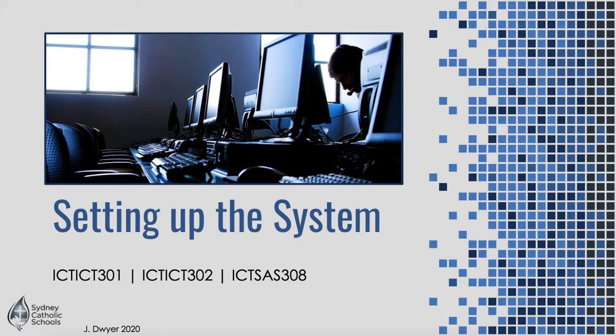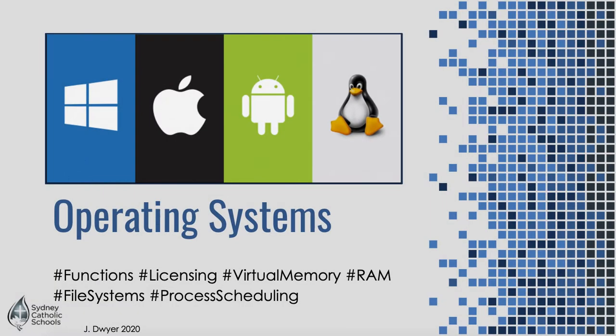The other 2 units, ICT 302 and ICT SAS 308, are both HSE examinable, and these slides aim to run you through the HSE specific content in preparation for your examination. We're going to get started specifically looking at the first unit of competency around operating systems, the setting up, installation, configuration and optimization of operating systems.